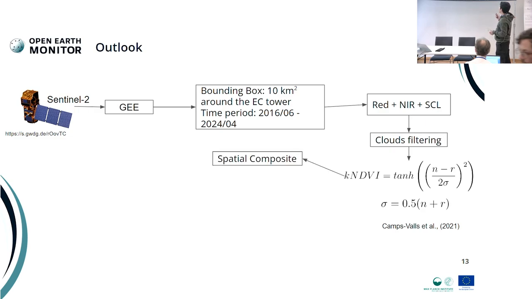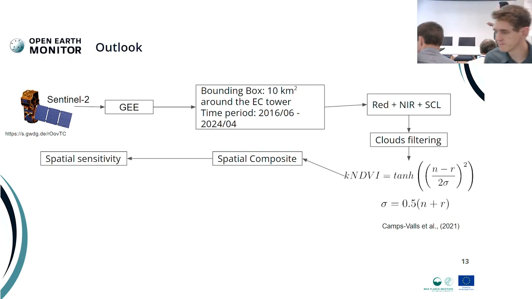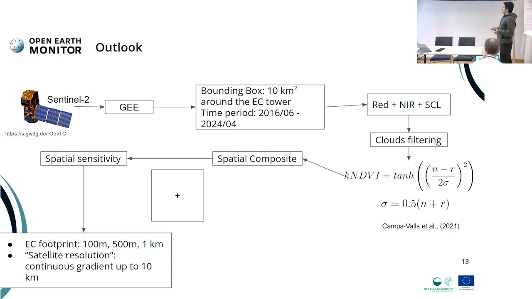Then we divide the analysis in two sections. In the first one, we create a spatial composite where we evaluate the spatial sensitivity for each one of the sites. And then we define different eddy covariance footprints of 100 meters, 500 meters, and 1 kilometer in diameter around the tower. And we compute different satellite resolutions or satellite footprints that is a continuous gradient up to 10 kilometers. So here in this scheme, this plot, the blue line represents the tower, and the others represent the different radiuses.